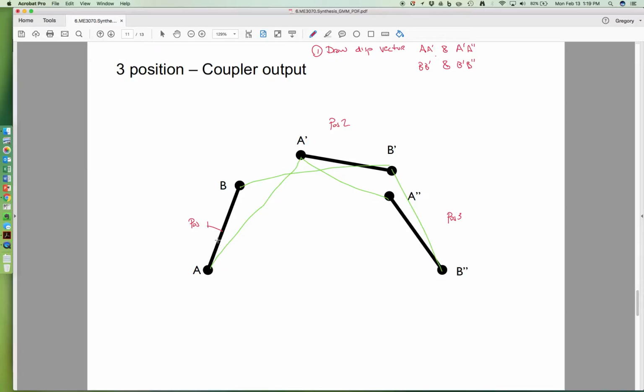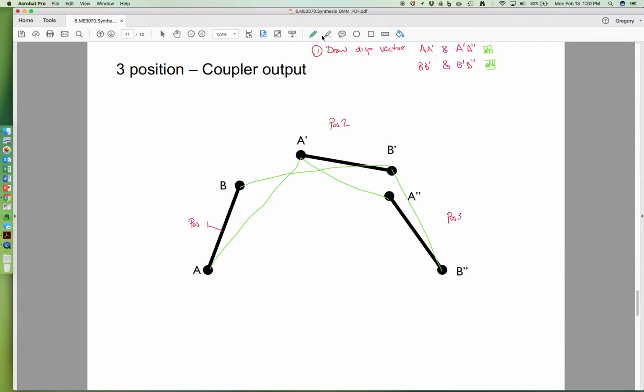to B double prime. Now there's 4 lines here, and some common mistakes are going to be that you'll go from A to A prime and then from A to A double prime, and you'll go from B to B prime and from B to B double prime. This is not the case, right? If you think about what's going on, A has got to move from this position to this position, and then that has got to move from A prime to A double prime. So these green lines represent the displacement vectors.